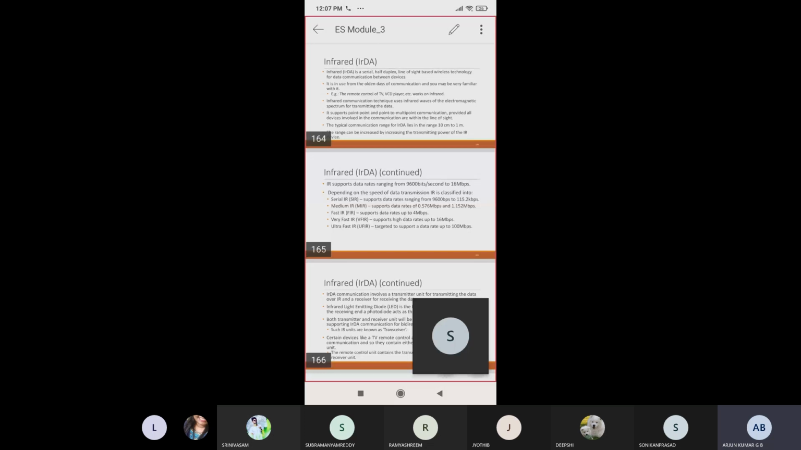Now there are three-dimensional IR remote sensors that reach more than 1 to 10 meters. Again, the infrared communication technique uses infrared waves of the electromagnetic spectrum for transmitting data, and it supports point-to-point and point-to-multipoint communication, provided all the devices involved are within the line of sight. Earlier, the range of IR rays was 10 centimeters to 1 meter. Now it has increased. If you go for your TV remotes, the range can go up to 10 meters also.